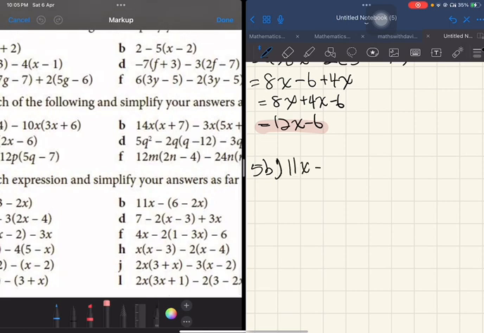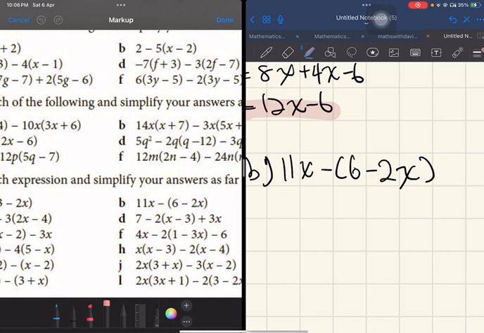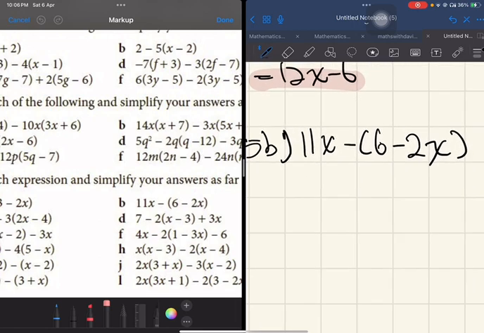11x subtracted by the bracket 6 subtracted by 2x. Okay, now for this question, it's also a little bit different because there's only a minus sign in front of the bracket. Like I said before, the number that we do the distribution with is the number closest to the bracket. Although the number isn't directly stated here, this basically just means negative 1.